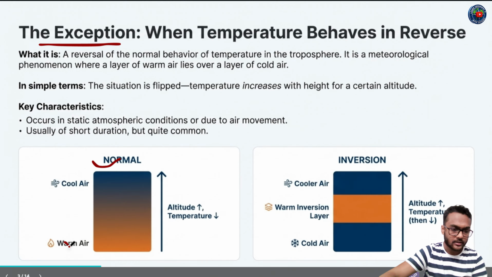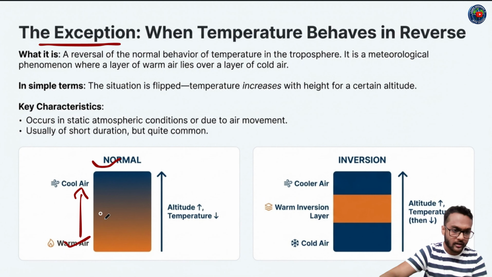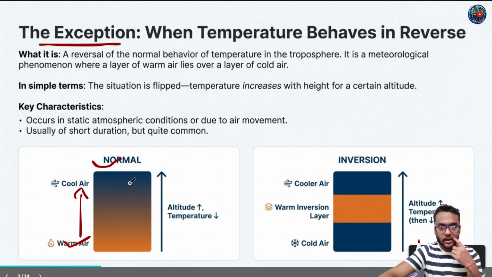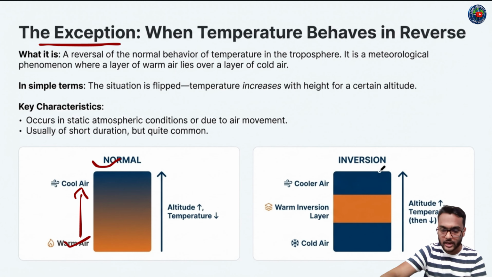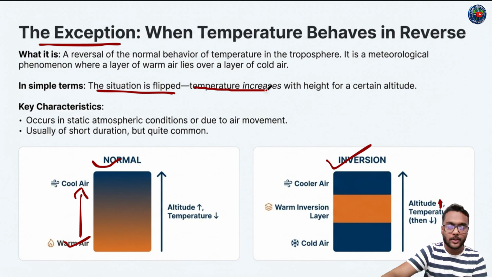On the Earth's surface, the warm temperature becomes cooler when it moves in an upward direction. On the other hand, in the temperature inversion situation, with rising altitude, the temperature will also rise. The temperature will also increase. Okay, in simple terms, the situation is flipped. Temperature increases with height for a certain altitude.